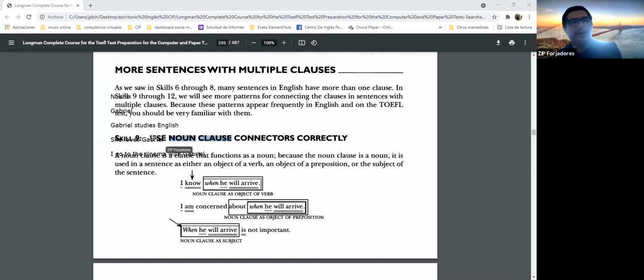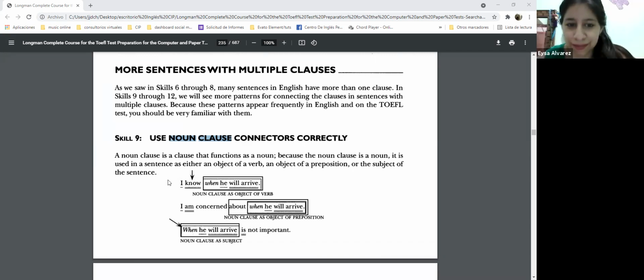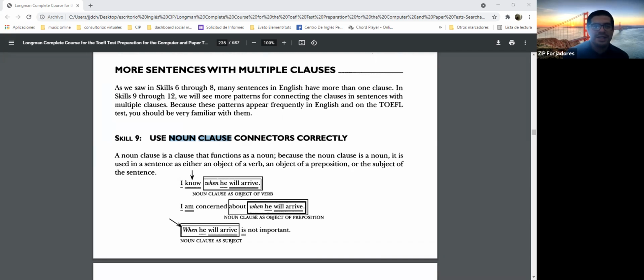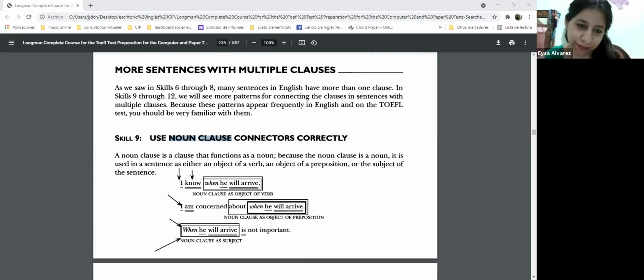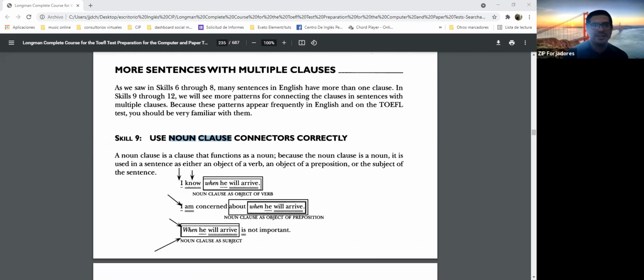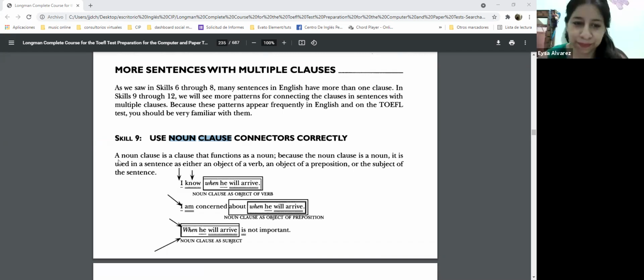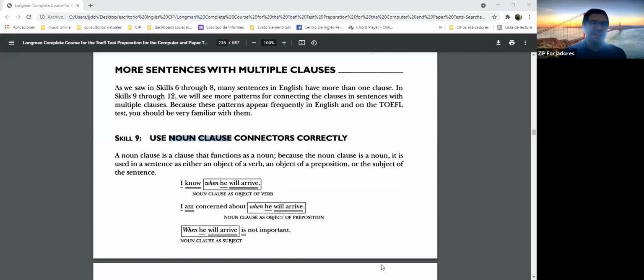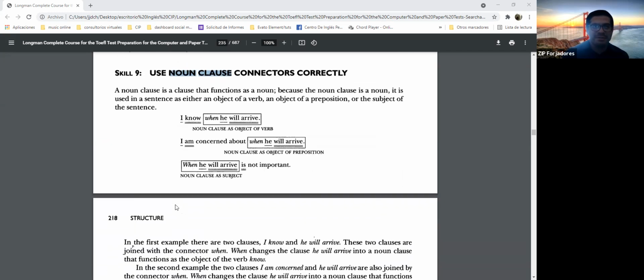If you notice, all the clauses have a subject and a verb, but that doesn't mean that it is the main subject of the sentence. The main subject of the sentence is I in this case, and in this one, yes, the noun clause is the main subject of the sentence. This one is kind of confusing for a lot of people, so don't worry if you don't understand the first or the second time, okay?